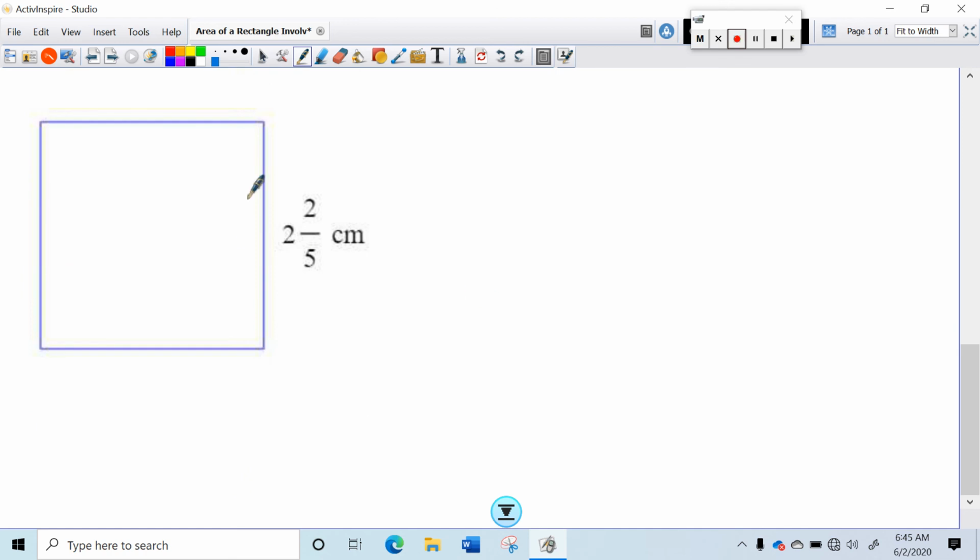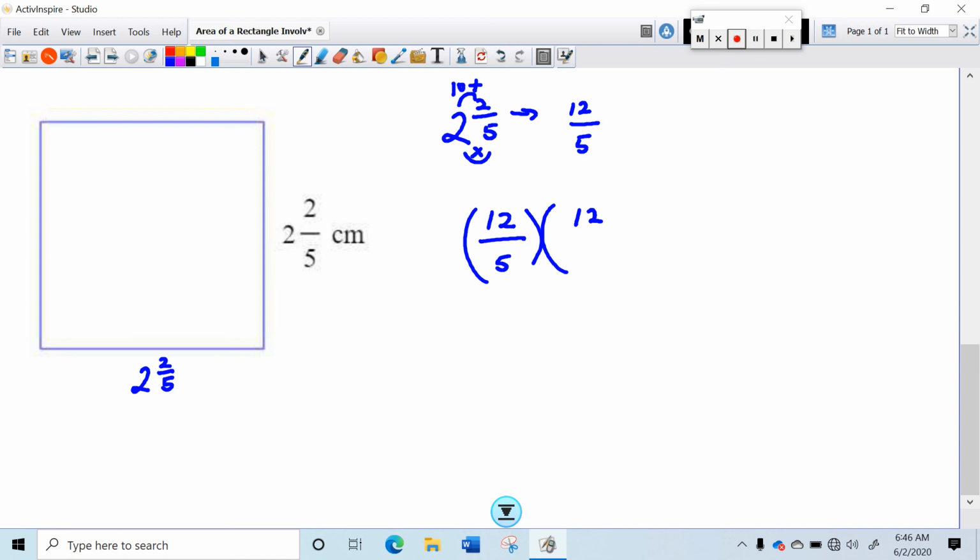Okay, again, they only gave you one side for this one, so it's the same. 2 and 2/5. It is a square. Okay, let's change 2 and 2/5 into an improper fraction first. Keep your denominator, multiply. 5 times 2 is 10, and add. 10 plus 2 is 12. So one side is 12 over 5, but since it's a square, the other side is 12 over 5. I'm sorry, I put an extra parentheses there. I'm not sure why. Okay, multiplying straight across, 12 times 12 is 144. 5 times 5 is 25.